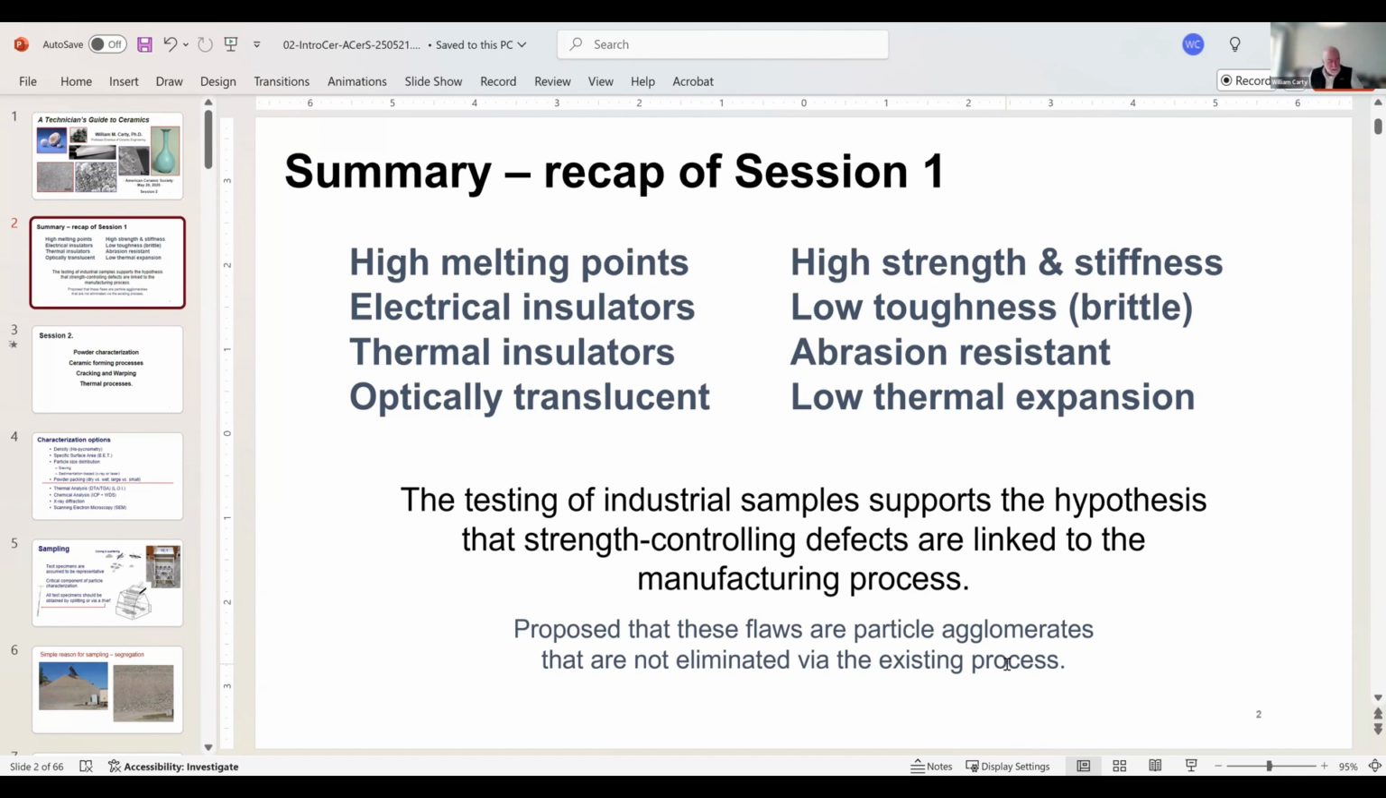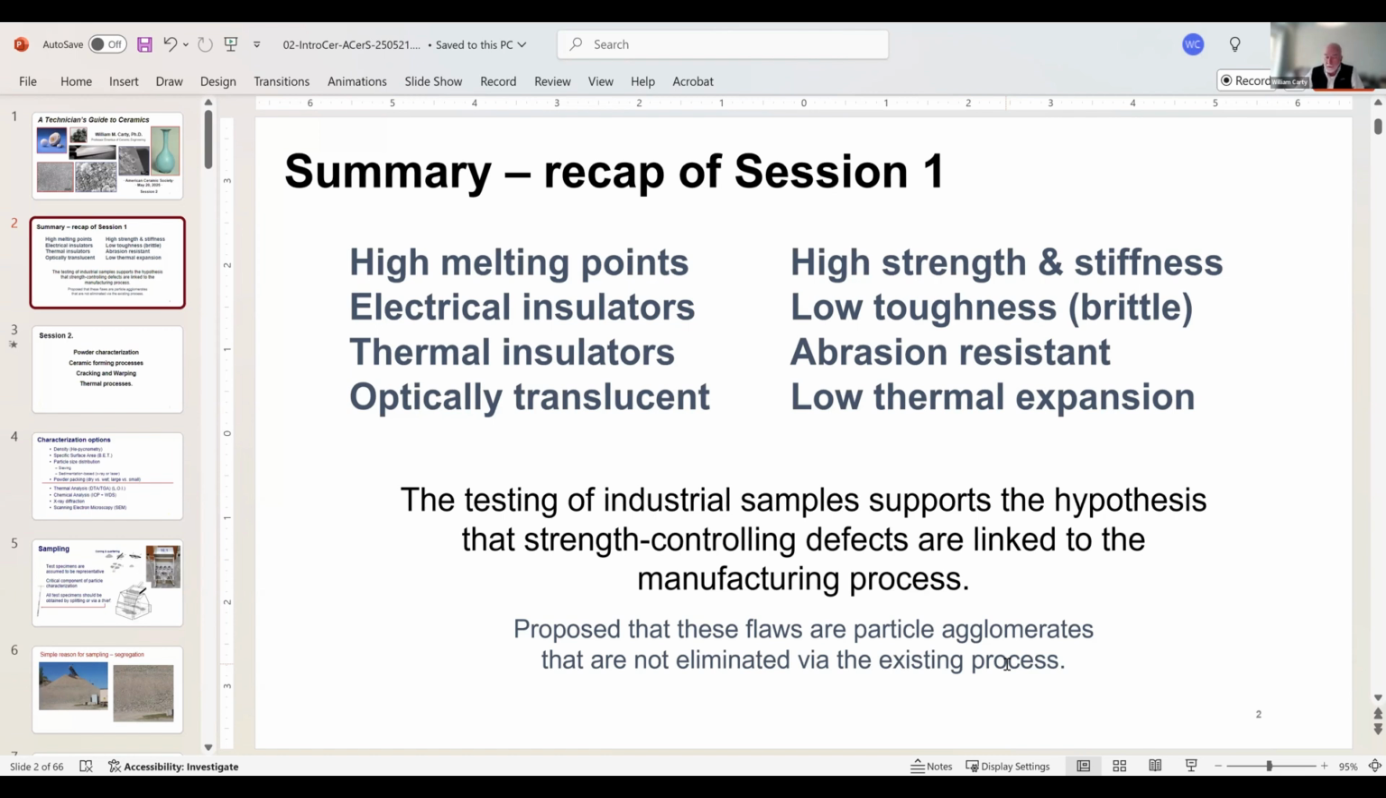And the takeaway yesterday was that our testing of industrially created samples supports a hypothesis that the strength controlling defects are linked to the manufacturing process. And by that, I mean two bodies that go through the same process, potentially multiple bodies. One may be higher strength than the other, and that increase in strength is due to a difference in elastic modulus, but the flaw populations for both bodies appear to be the same. That's a big deal because it helps us then identify where to look if we have a problem in terms of manufacturing.